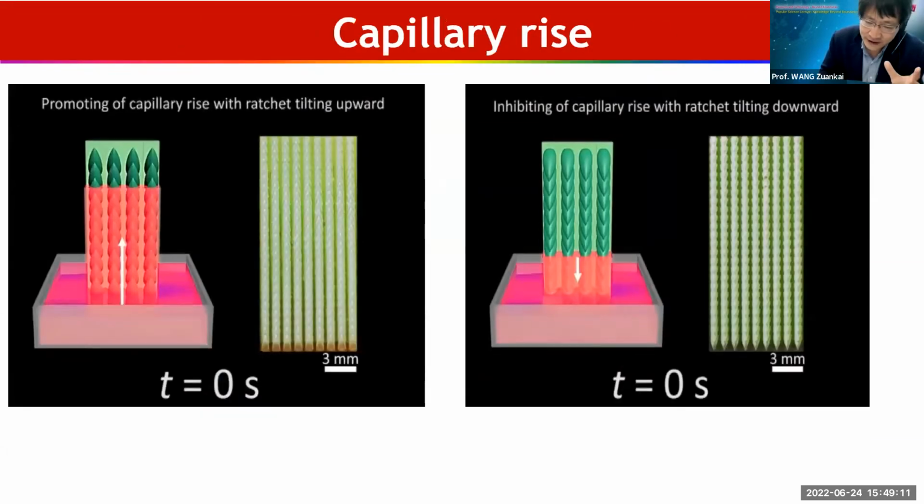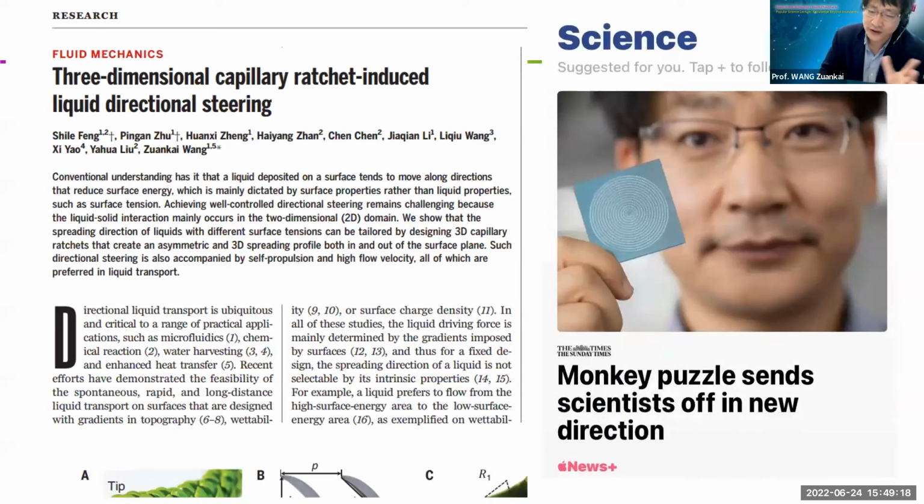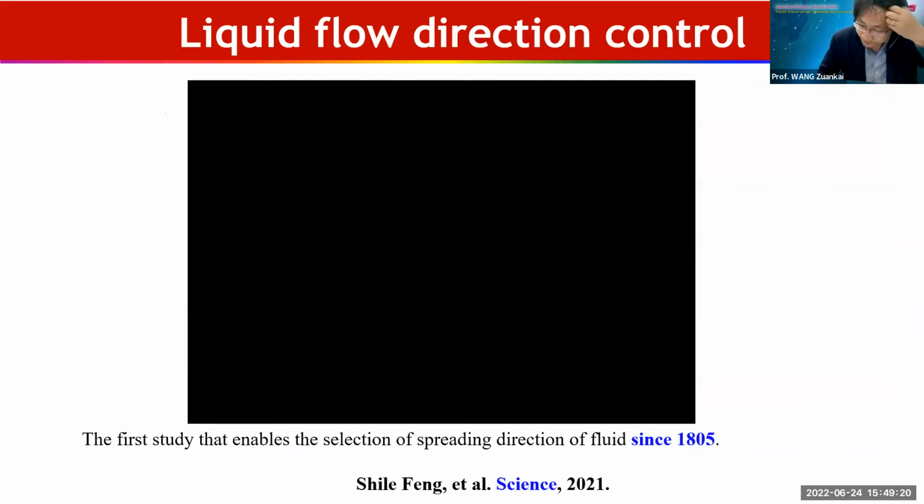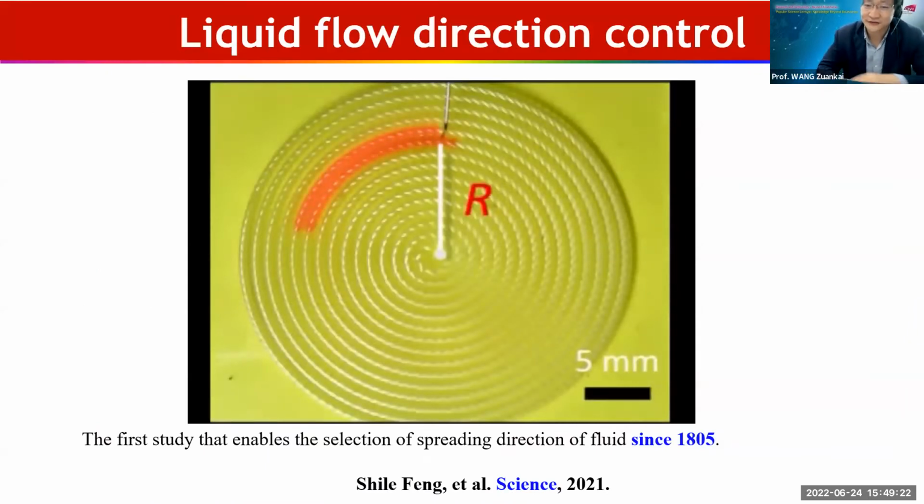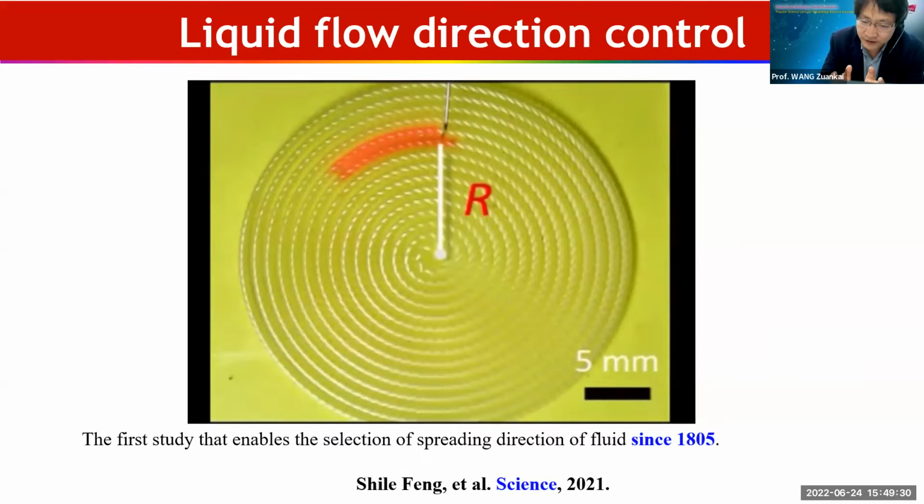So based on this kind of inspiration, we mimicked the structure. And then we fabricated the artificial surface so the water can flow spontaneously and also at very high speed. Remember, you know, on our surface, the structure is quite large. You know, there's no nanostructure.